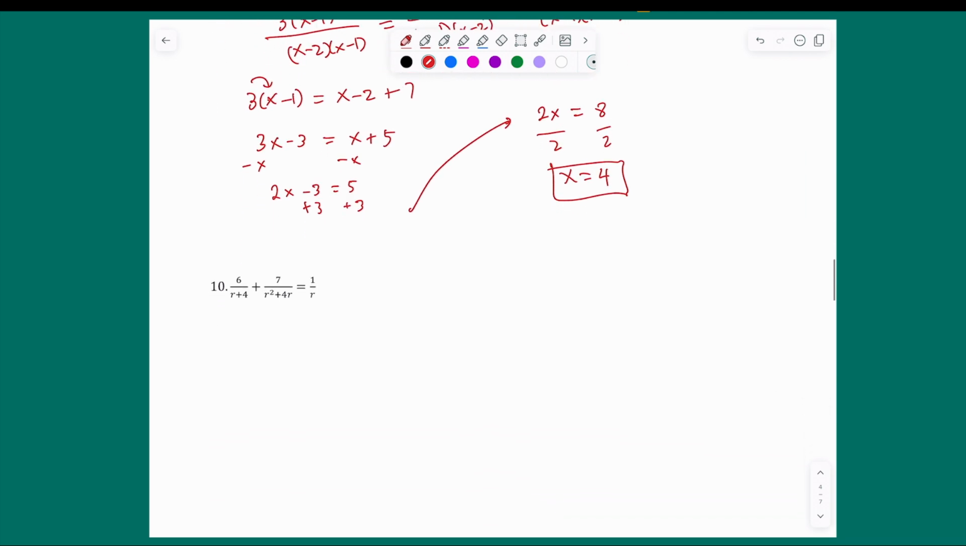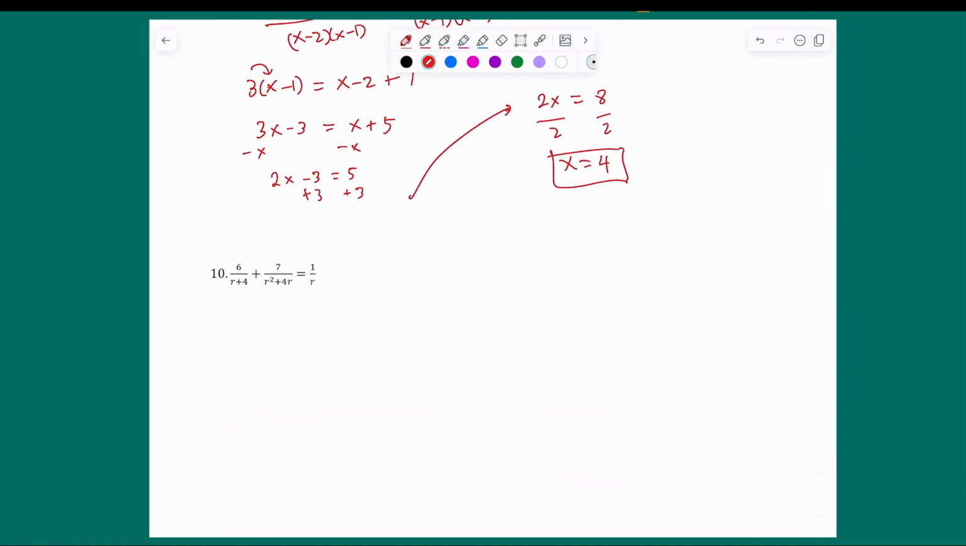All right, number 10 here. We're going to solve it very similarly, except this time one of the denominators is not factored. So you want to make sure the denominators are completely factored. So I'm going to rewrite this equation as 6 over r plus 4 plus 7 over r times r plus 4. That's how r squared plus 4r factors. And then that's equal to 1 over r. Okay, so the LCD in this particular case is going to be r times r plus 4.